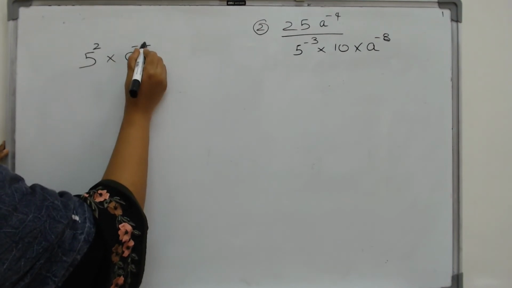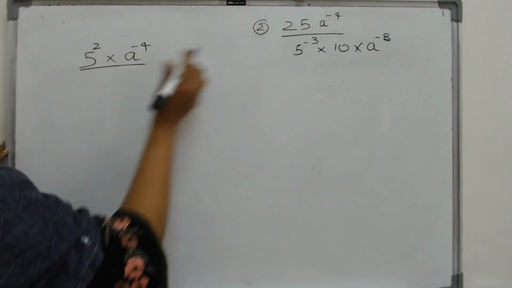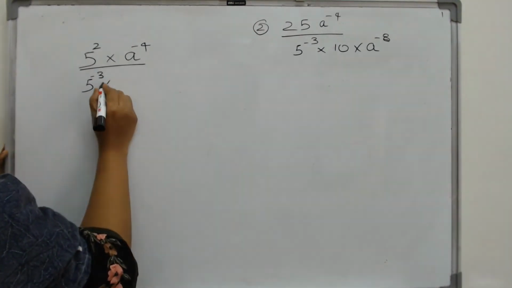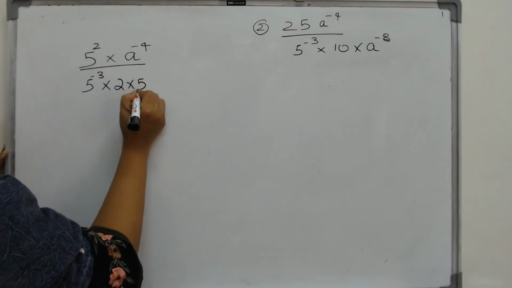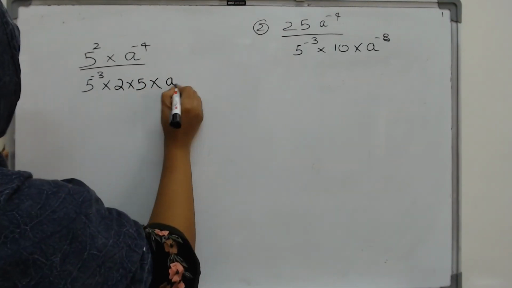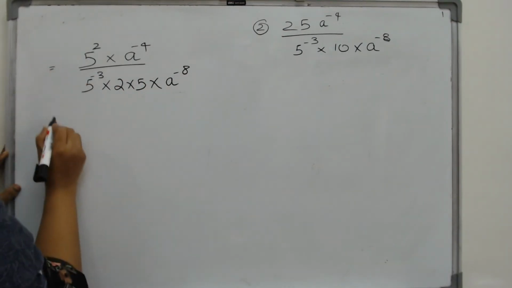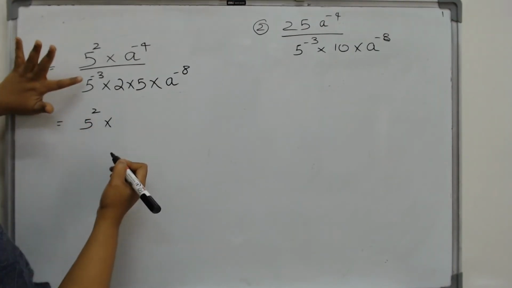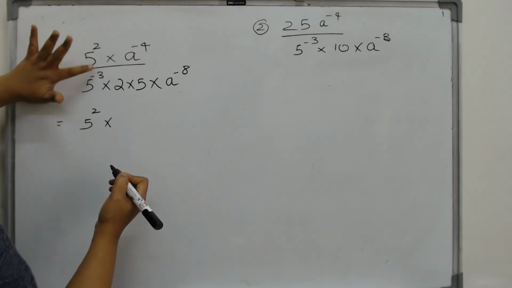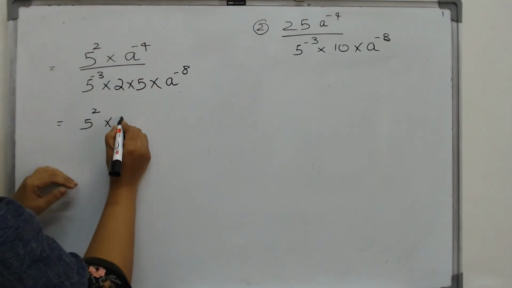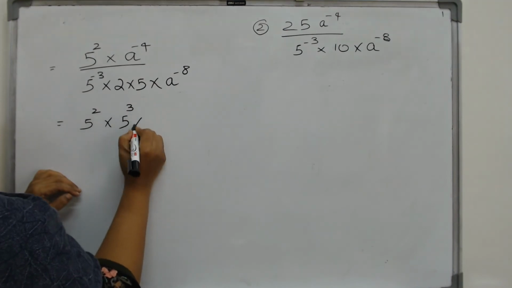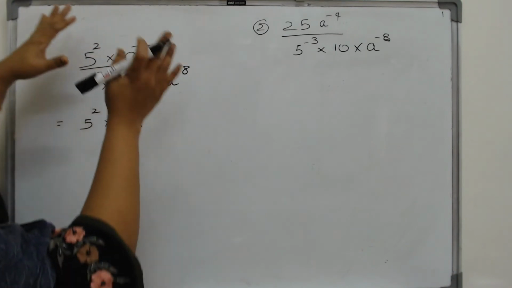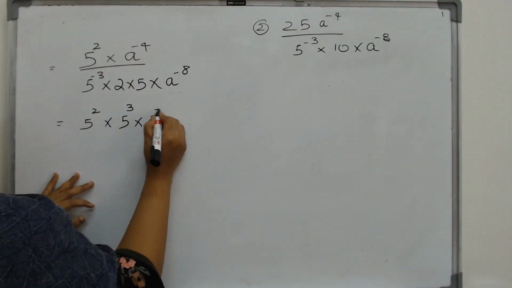A raised to minus 4. Then 5 raised to minus 3. Do not leave the 10 as it is. It is actually 2 into 5 into a raised to minus 8. So what do we do? Bring all the 5's together, this is a 5 raised to minus 3. When it goes up, it will become 5 raised to plus 3. Here it is 5, just 5 means 5 raised to 1. And when it goes up, it will become 5 raised to minus 1.